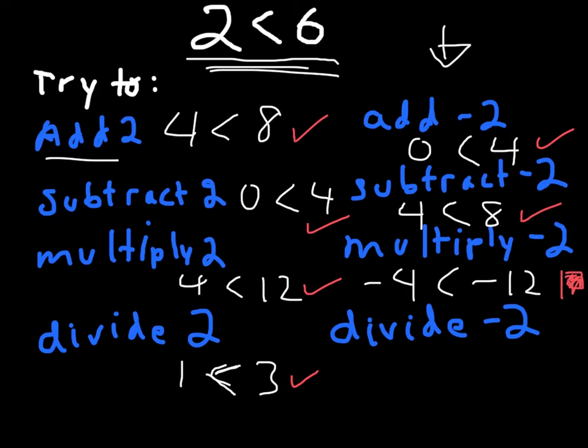Alright, the last one is when we divide by negative 2. So 2 divided by negative 2 is negative 1. Is that less than, let's see, 6 divided by negative 2 is negative 3. Again, that is also false. So this gets another red flag. So when we multiply and divide by negative numbers, we have to flip our inequality sign.